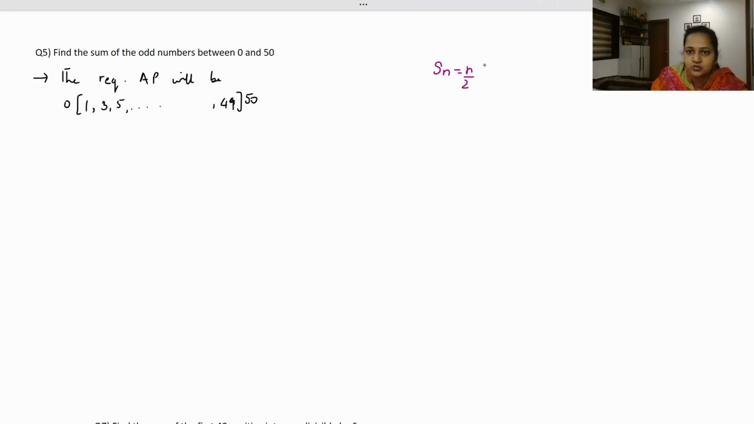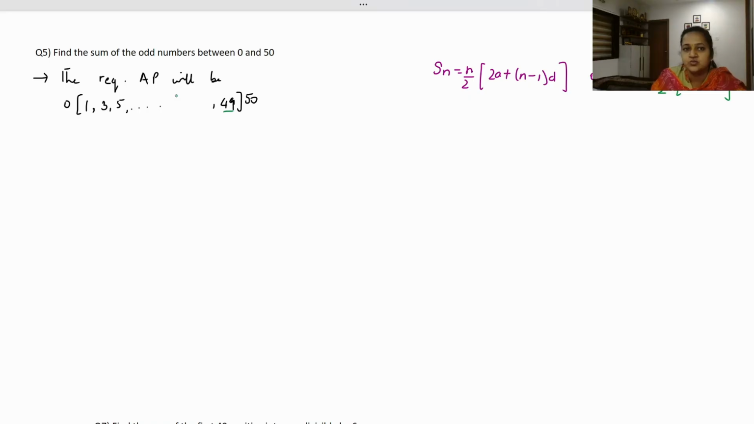Sn is n by 2 times (2a plus (n minus 1) times d). Either Sn is n by 2 times (2a plus (n minus 1) times d), or we know that Sn can also be written as n by 2 times (a plus an), or (a plus l), where l stands for the last term. Now, why are we looking at the last term in this question? Because we already know the last term and the first term, so that would be helpful.